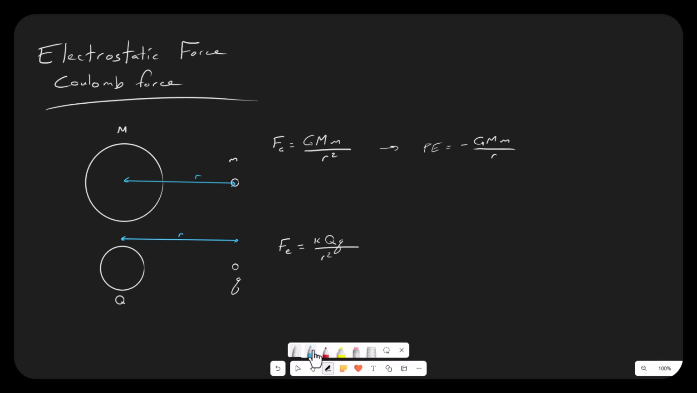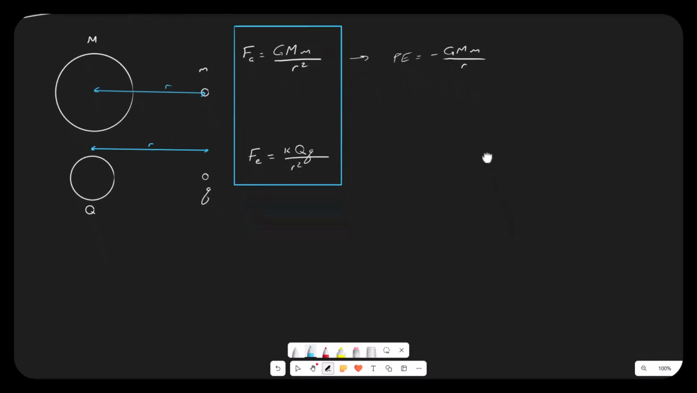It looks a lot like the gravitational force. It's actually mathematically identical in form, which means however this gravitational force acts, that's really how this charged force will act. So there are some differences, and those are going to come in.